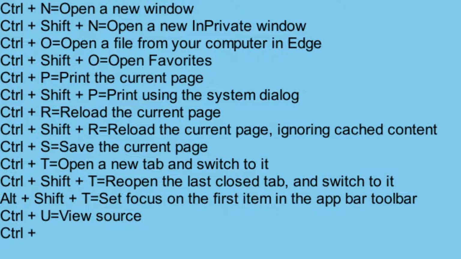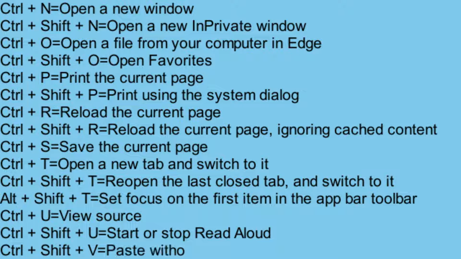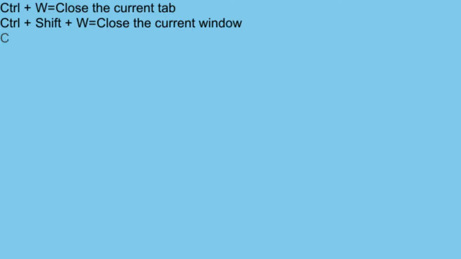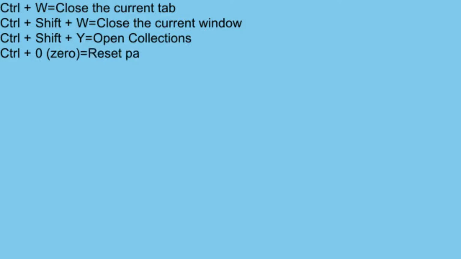Control-U equals view source. Control-Shift-U equals start or stop read aloud. Control-Shift-V equals paste without formatting. Control-W equals close the current tab. Control-Shift-W equals close the current window. Control-Shift-Y equals open collections. Control-0 equals reset page zoom level.